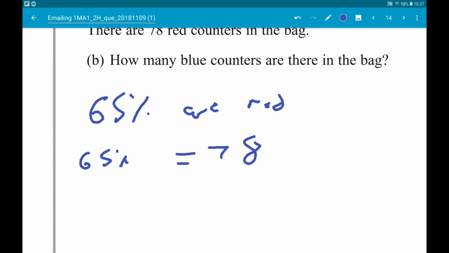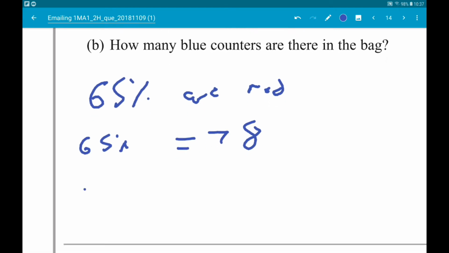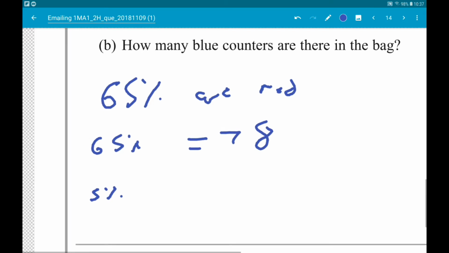So, we could go for finding the total amount of counters in the bag, subtracting the number of red, doing it that way, or we could try and turn 65% into 35%. To do that, we need to think of a nice percentage that fits into 65 and 35%. So that would be 5%. So to turn 65 into 5, we have divided by 13.